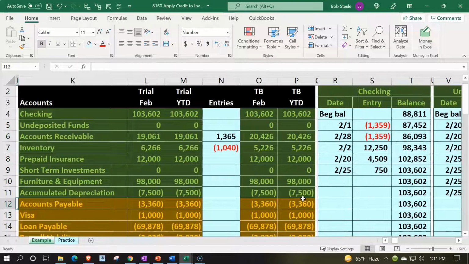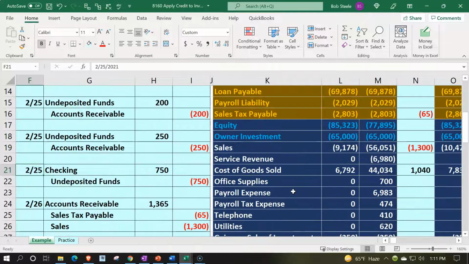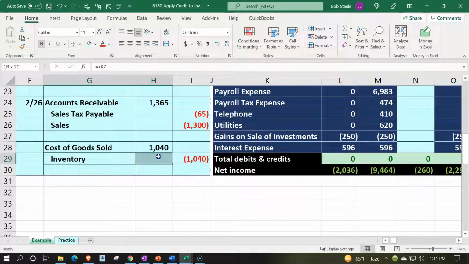Let's take a look at it. Check that out on our trial balance, the 7832. I think that's what I said. 4574 cost of goods sold. Looks good.